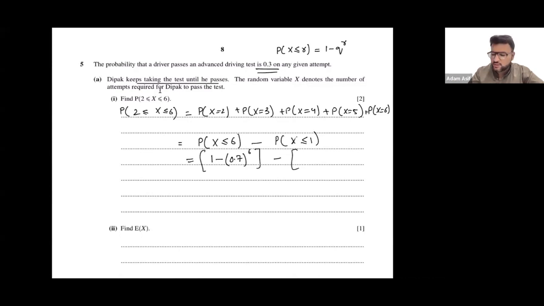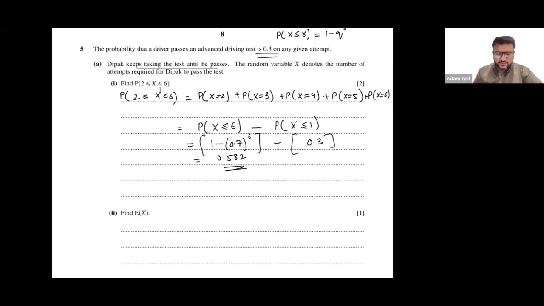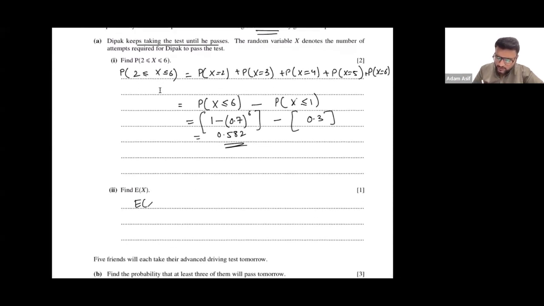X less than or equal to 1 means he passes in the first attempt, that is x equals 1, so that's 0.3. So 1 minus 0.7 to the power of 6 minus 0.3, that's 0.582. Now the second part says find E of x. E of x for a geometric distribution is 1 upon p. And 1 upon p is 1 divided by 0.3, which is basically 10 upon 3.